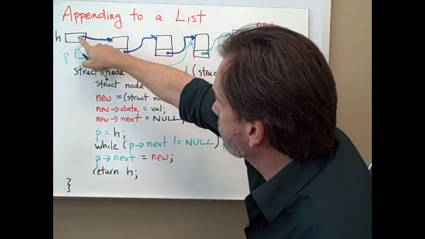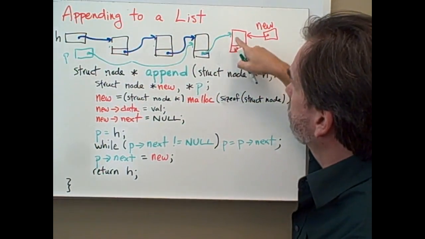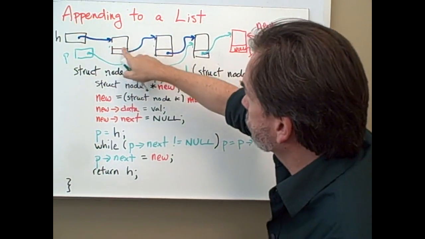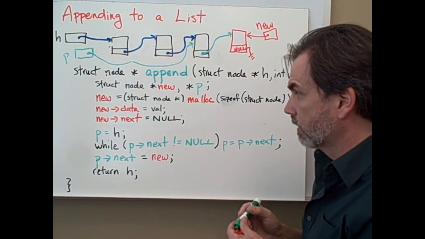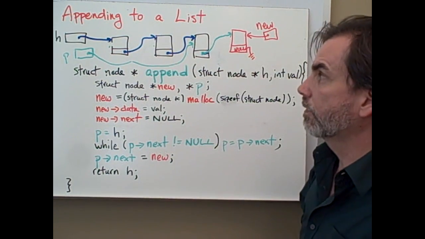Okay, h is still the head of the list, so our new list starts at h and goes through all these nodes and ends up here, and that's the end of the list. So we return h. That's our new list.